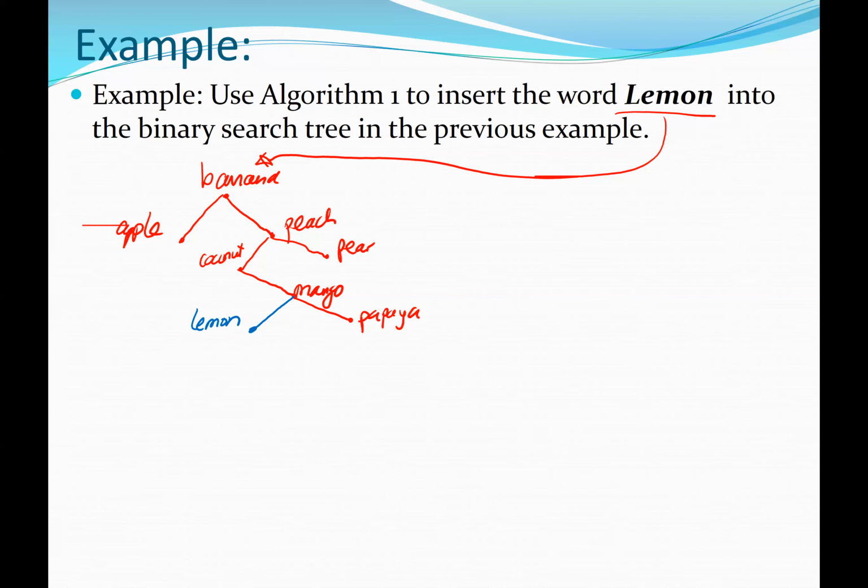Okay, so that's how you add that. So you do a comparison at the root first. So banana, peach, and then coconut, and then mango, and then lemon. That's where you add lemons. All right, one at a time. All right, so make sense? All right, let's go next one.